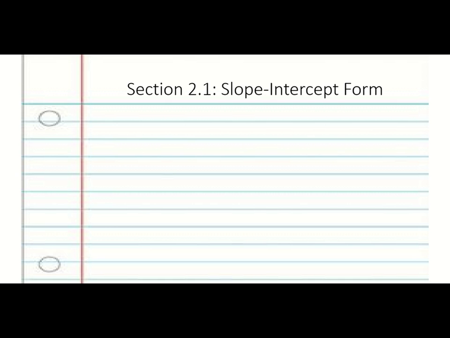Today we're going to begin Section 1 of Chapter 2, Slope-Intercept Form. So this section is all about being able to identify slope, y-intercepts, and being able to graph a line on the coordinate grid.